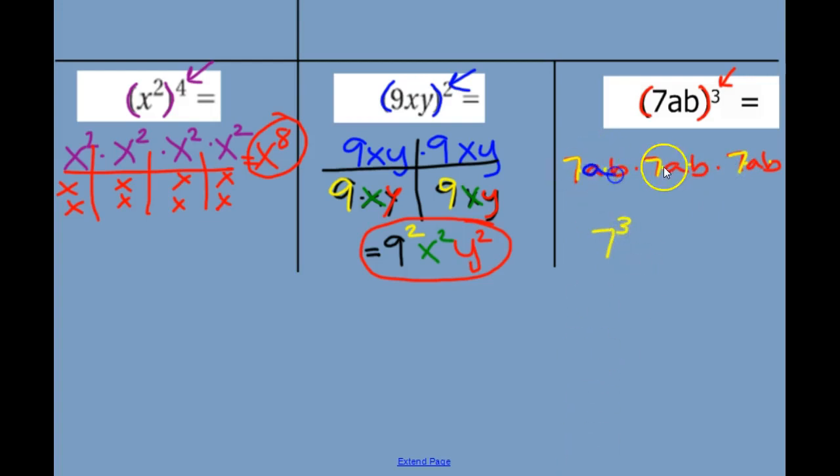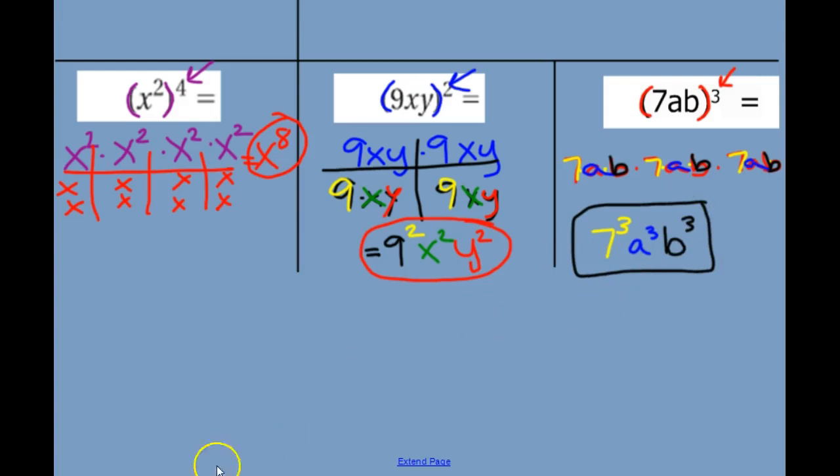We have 1, 2, 3 a's, so we have a to the third. And our b's, we have 1, 2, 3, we have b to the third. Notice we always go in alphabetical order, first numbers, and then our letters. So that would be our answer.